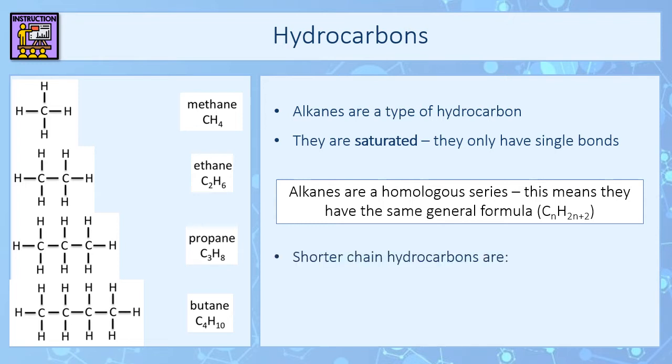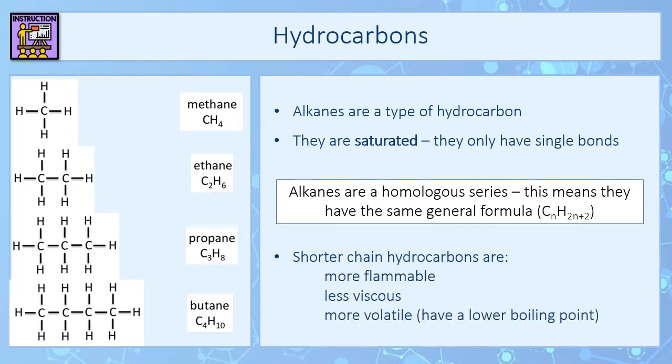Shorter chain hydrocarbons, like the ones we have here, are more flammable, less viscous, and more volatile. They have a lower boiling point than longer chain hydrocarbons. These things make them much better fuels. They set on fire more easily, they are less thick or more runny, and they're more volatile and they can turn into a gas more easily.